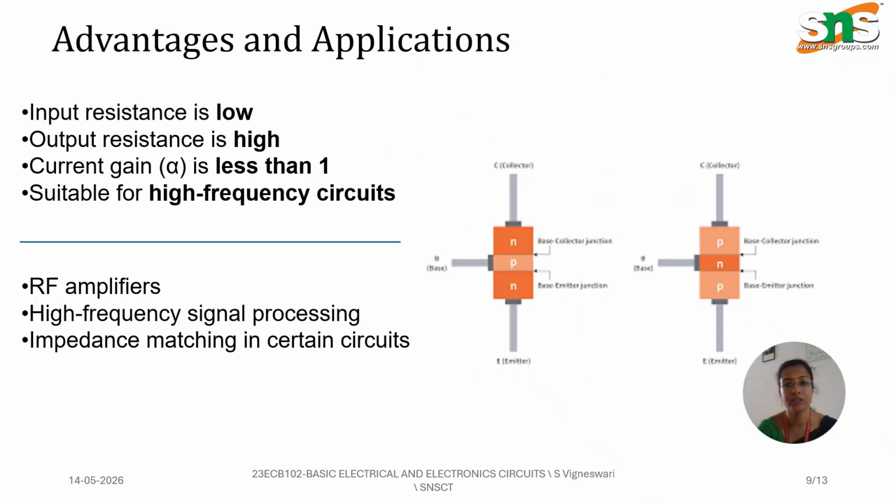Advantages and applications. Some important advantages are high voltage gain, better high frequency response, good stability, and the current gain alpha is less than 1. The applications include RF amplifiers, communication circuits, high frequency signal processing, and impedance matching circuits.